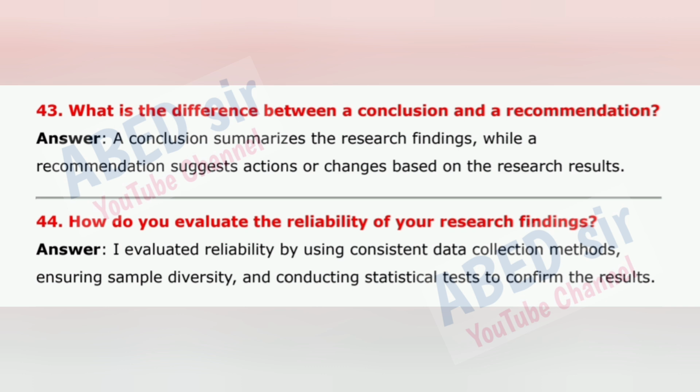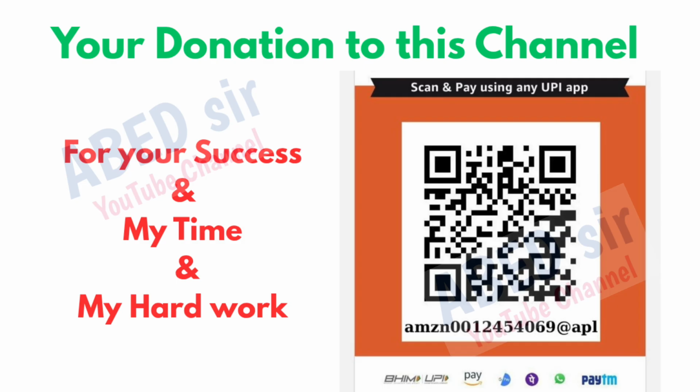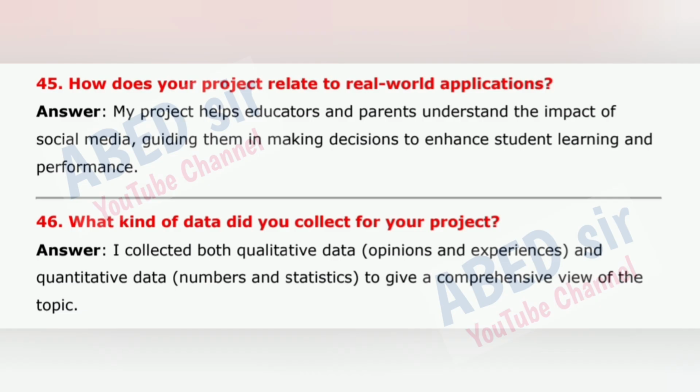Next question. 43. What is the difference between a conclusion and a recommendation? Answer: A conclusion summarizes the research findings, while a recommendation suggests actions or changes based on the research. Next question. 44. How do you evaluate the reliability of your research findings? Answer. I evaluated reliability by using consistent data collection methods, ensuring sample diversity, and conducting statistical tests to confirm the results.